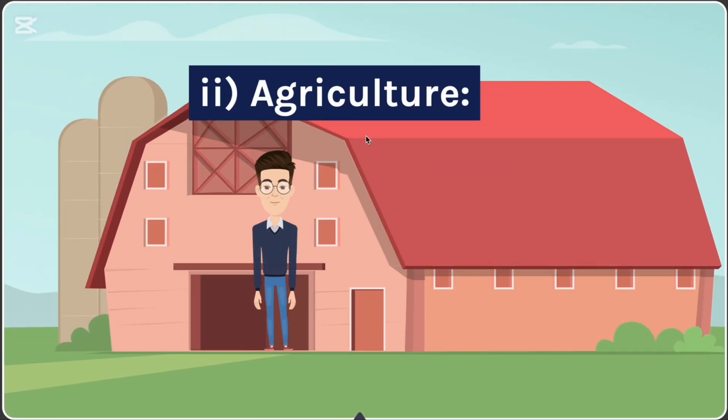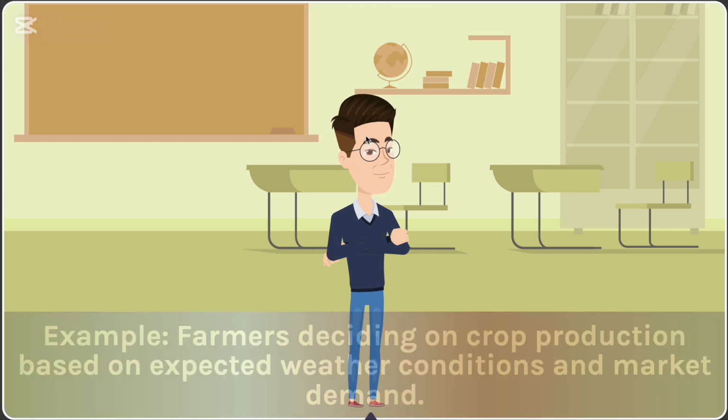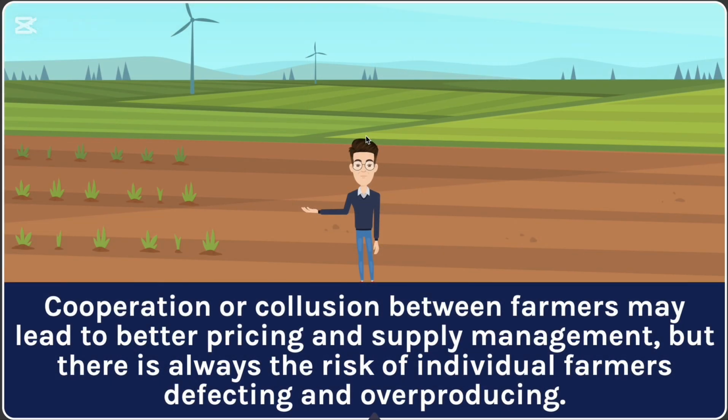Agriculture. Example: farmers deciding on crop production based on expected weather conditions and market demand. Cooperation or collusion between farmers may lead to better pricing and supply management, but there is always the risk of individual farmers defecting and overproducing.